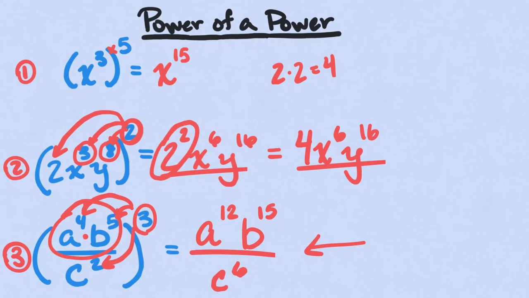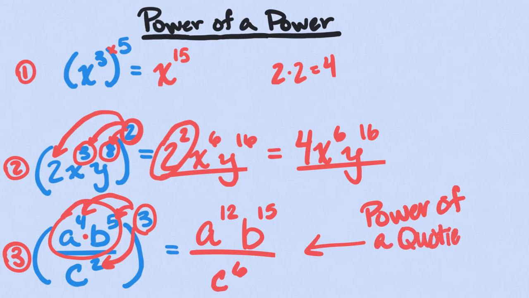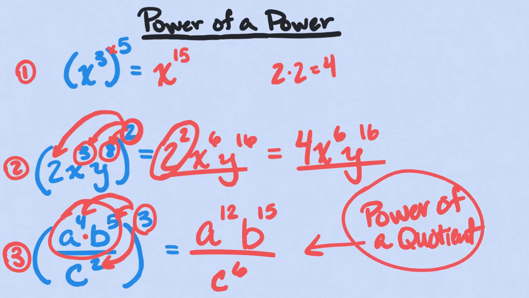And this rule right here is actually one of the properties. It's the power of a quotient. So if you'll notice within the parentheses, what we have is a fraction. We had a to the 4th, b to the 5th, over c to the 2nd power, and that whole thing is being raised to the power of 3. So we call that the power of a quotient rule right there.